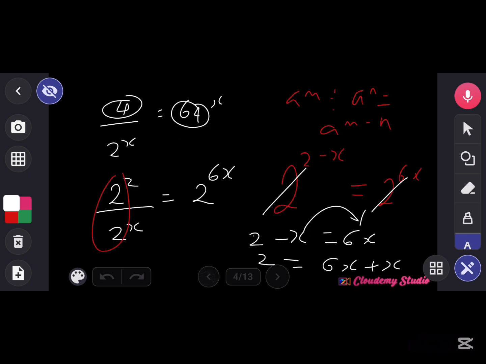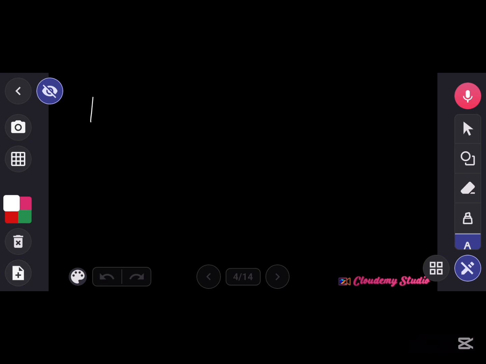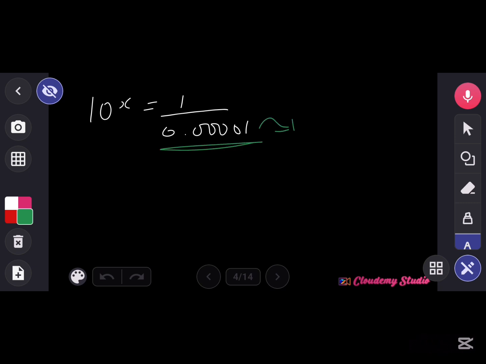Now, the next question and the last question here, we have 3 raised power x equals 1 divided by 0.00001. Now, let us solve that. That is 3 raised power x equals 1 divided by 0.00001. Now, using standard form, we know that this is the same thing as 10 raised power minus 5, because I want to bring my point minus 1, minus 2, minus 3, minus 4, minus 5. You understand? So that is the same thing as 10 raised power minus 5.